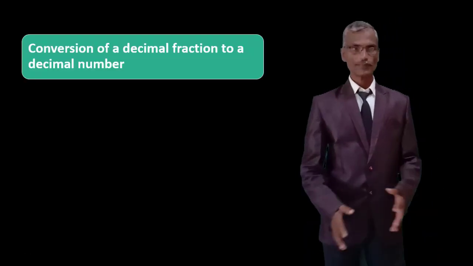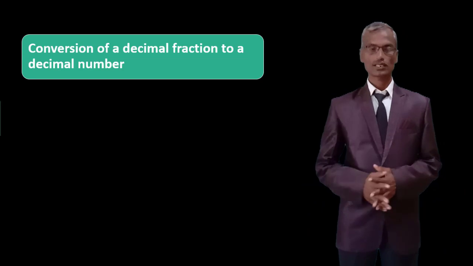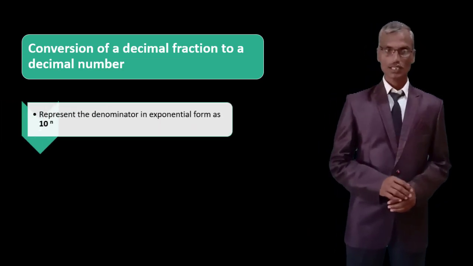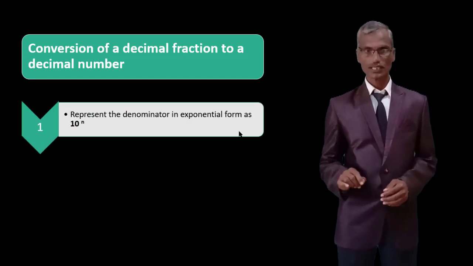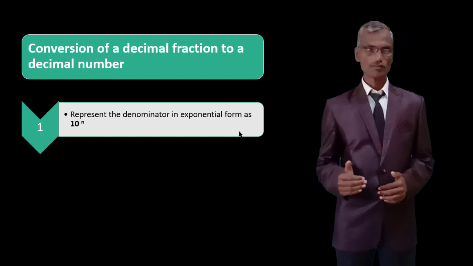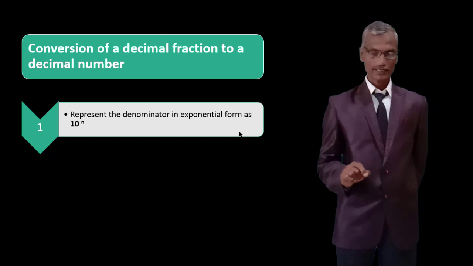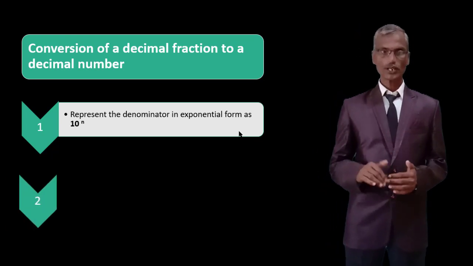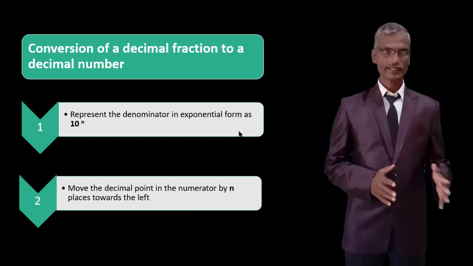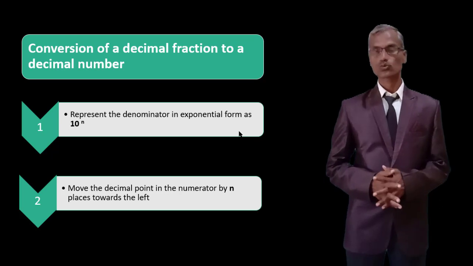Conversion of a decimal fraction to a decimal number. First, represent the denominator in exponential form as 10 raised to the power n, and step 2, move the decimal point in the numerator by n places towards the left.